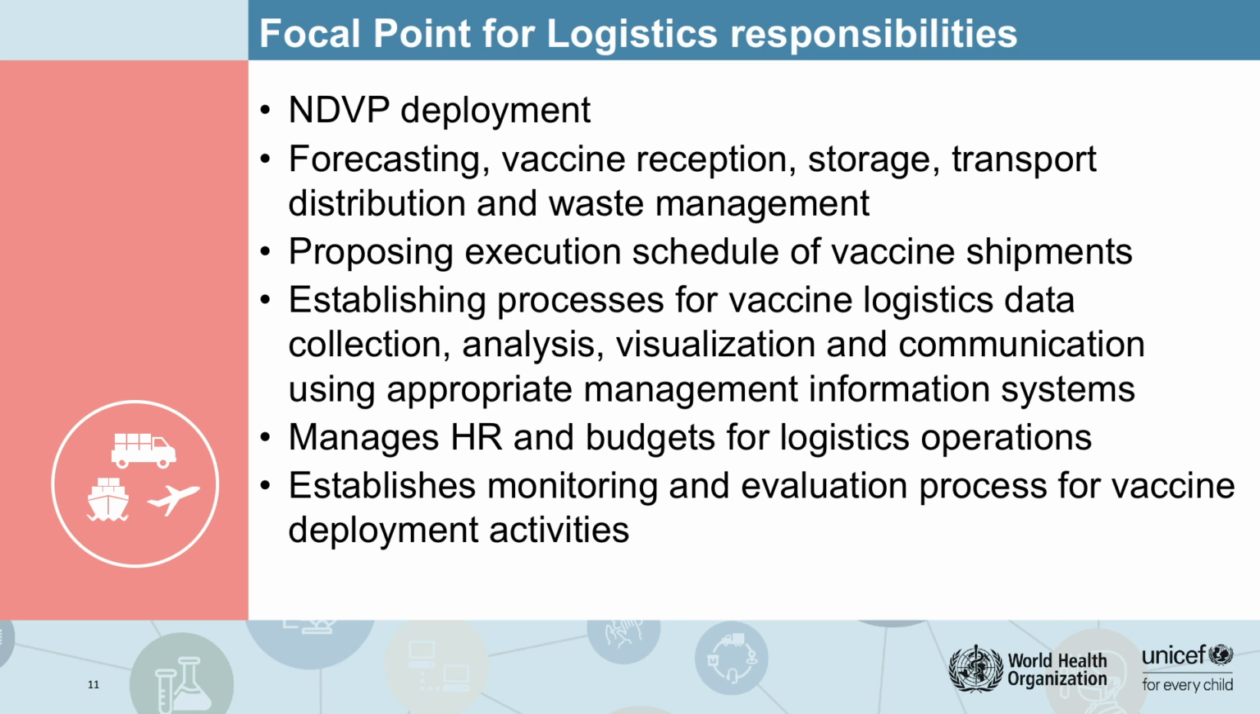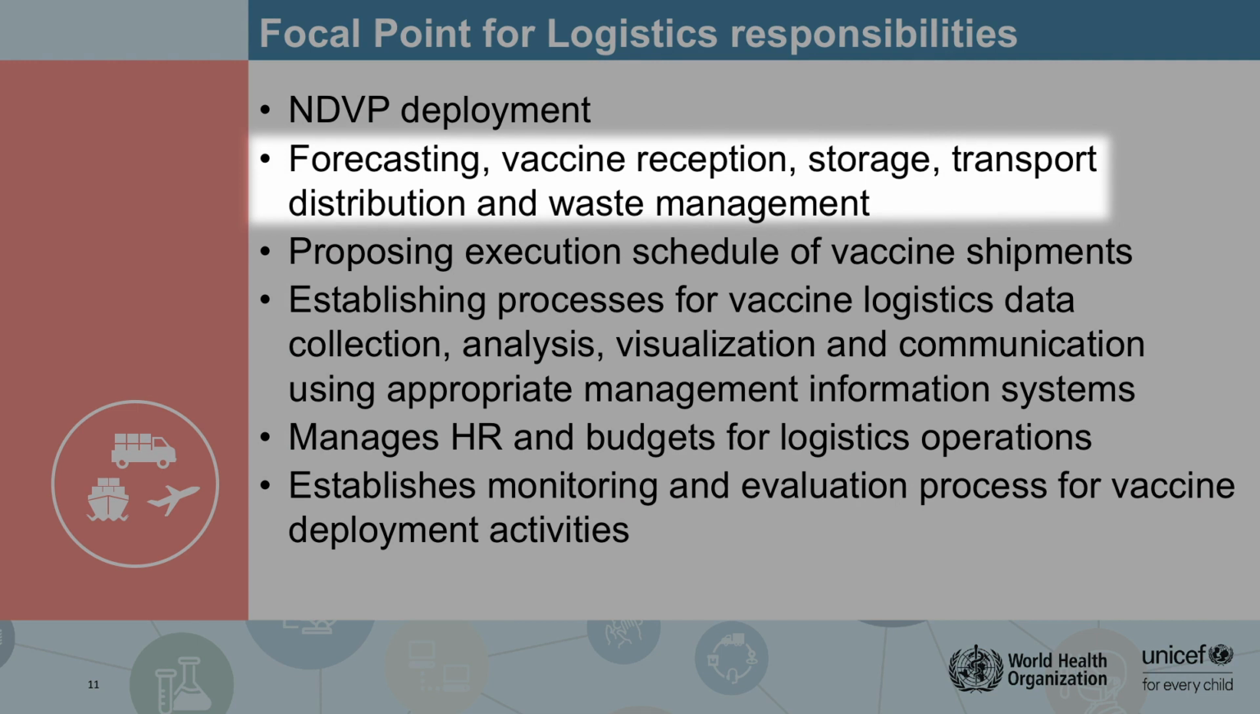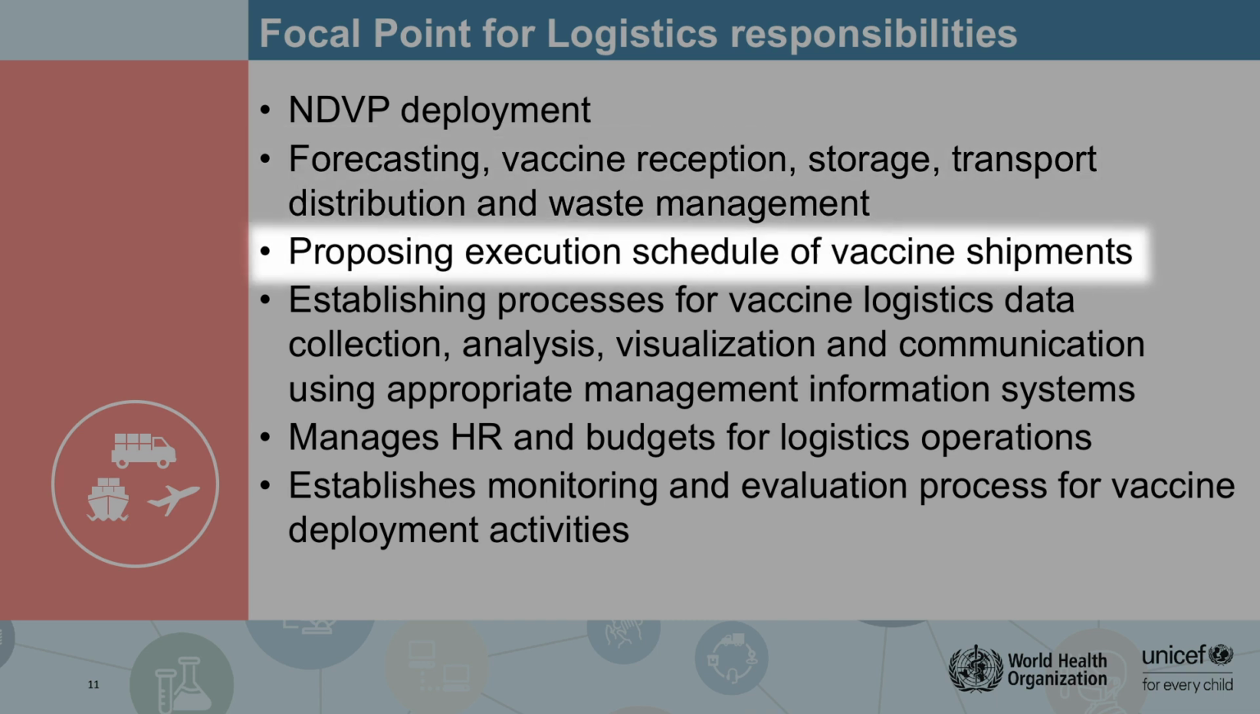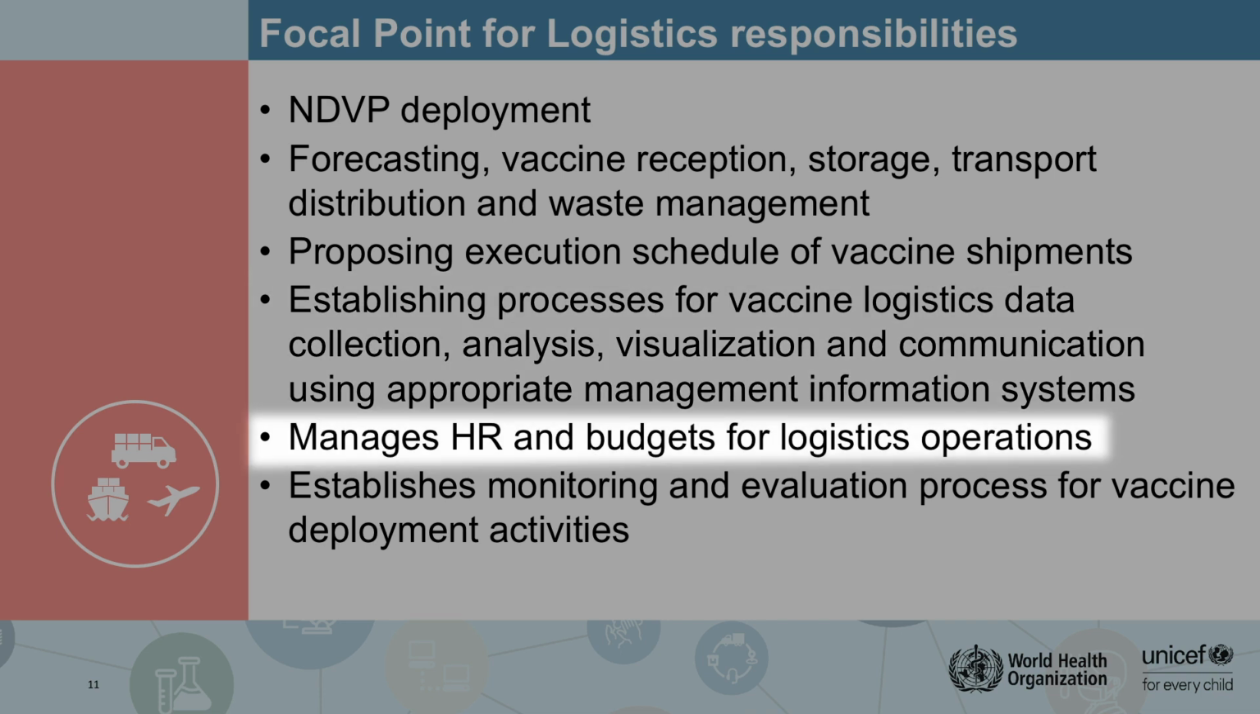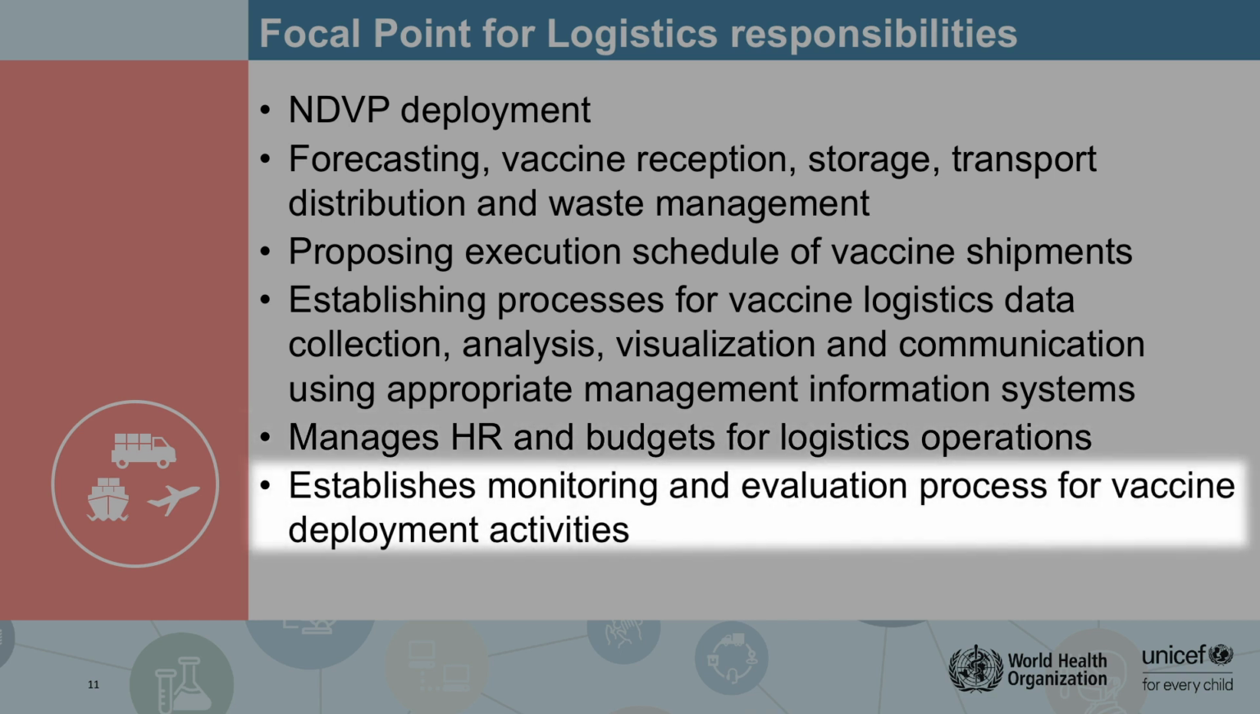Focal point for logistics. The focal point for logistics is responsible for forecasting vaccine reception, storage, transport, distribution, and waste management. He proposes the execution schedule of vaccine shipments. He also establishes processes for vaccine logistics data collection, analysis, visualization, and communication using appropriate management information systems. He manages human resources and budgets for logistic operations. Finally, he establishes monitoring and evaluation process for vaccine deployment activities.